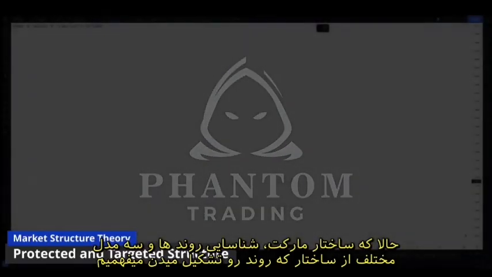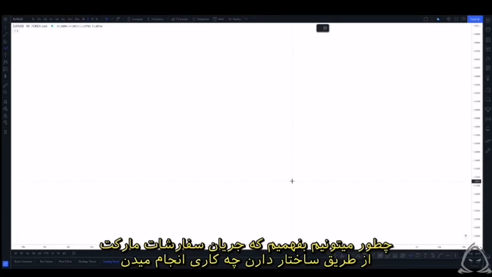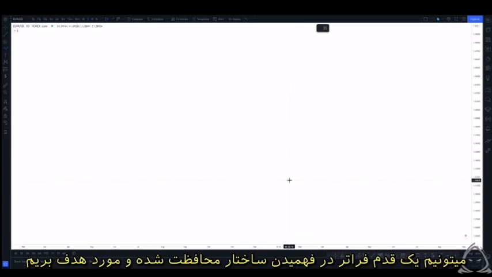Now that we understand market structure, identifying trends, and the three different types of structure that make up a trend, and how we can understand what the market is doing and the order flow that it is creating via structure, we can take it a step further in understanding protected and targeted structure.